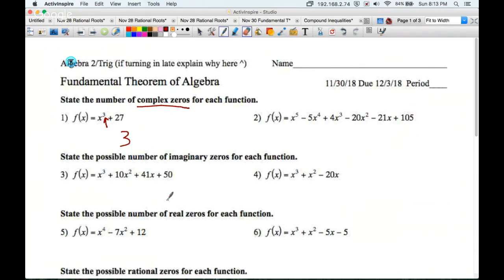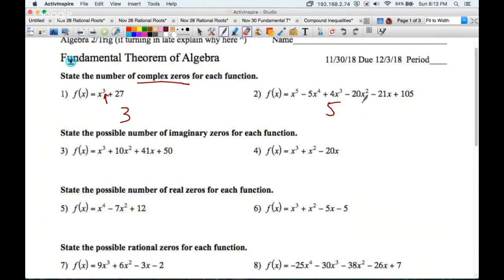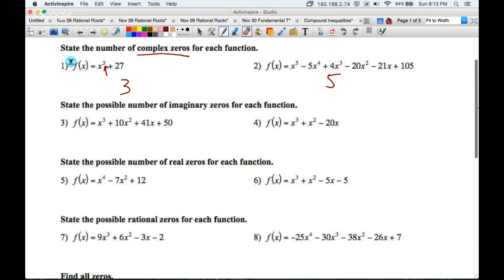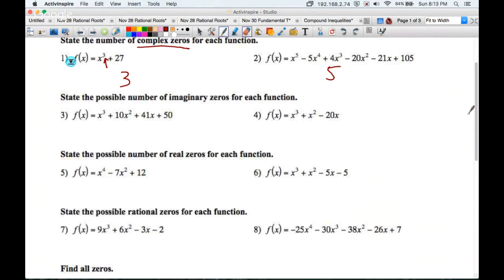There are 3 complex zeros for this function here, 5 for this one over here. We don't have to worry about anything else going on there, just the degree of the function indicated by its highest exponent. State the possible number of imaginary zeros for each function.